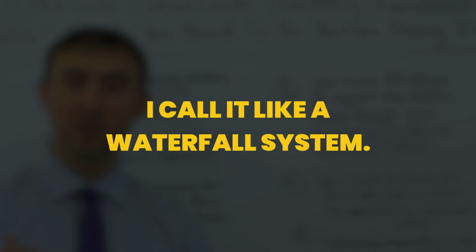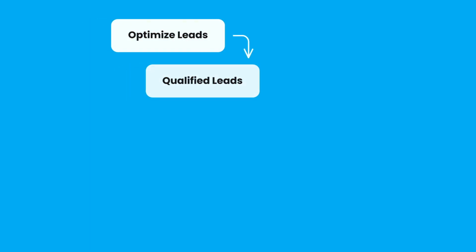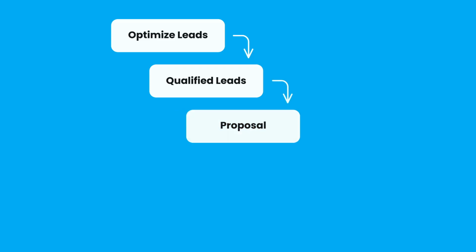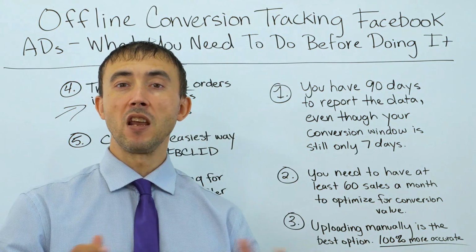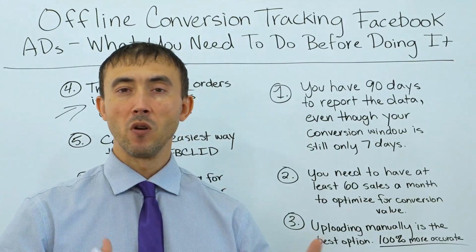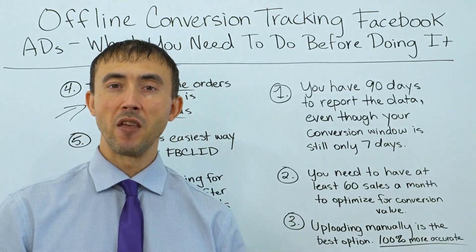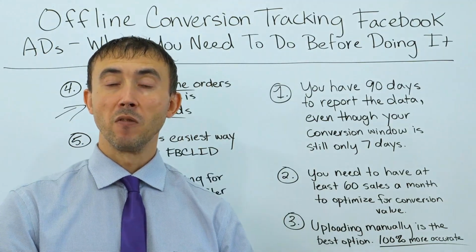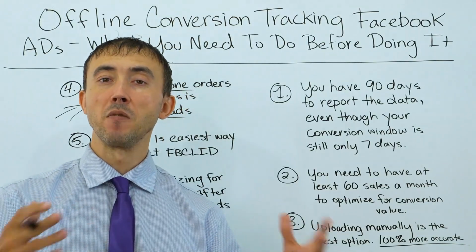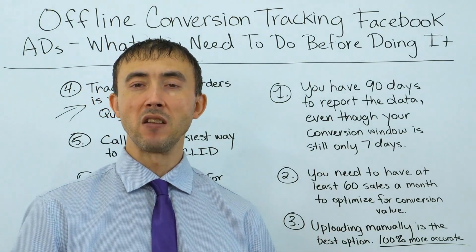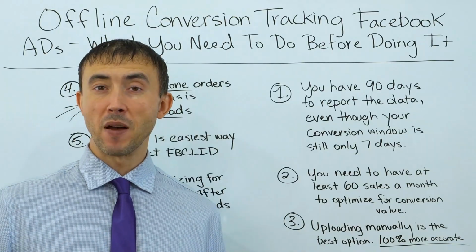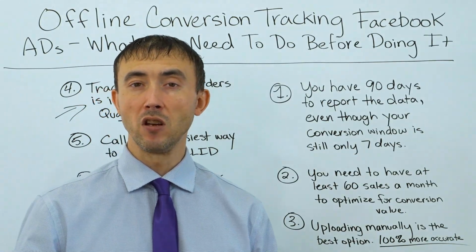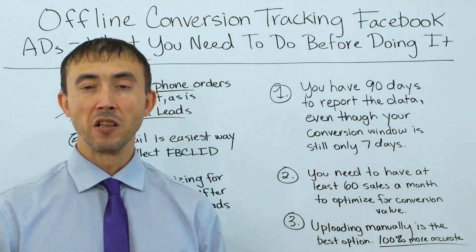I call it the waterfall system, where you start out by optimizing for leads, then qualified leads, then proposals sent, then sales, and then sales revenue itself. You could even get into optimizing for profit, finding out how much the profit was on a job and sending that as the conversion value via your offline conversion tracking to get even more accurate results. It really just depends on the volume of data that you have to work with. You may only be stuck optimizing for qualified leads, and that's all you can do because you don't have enough data to do more.